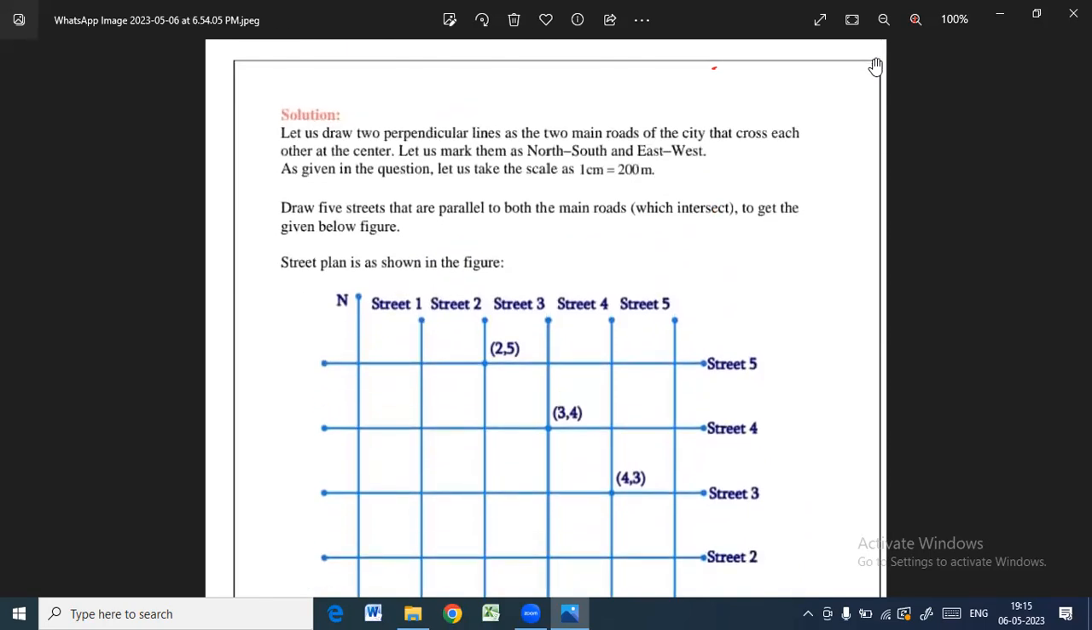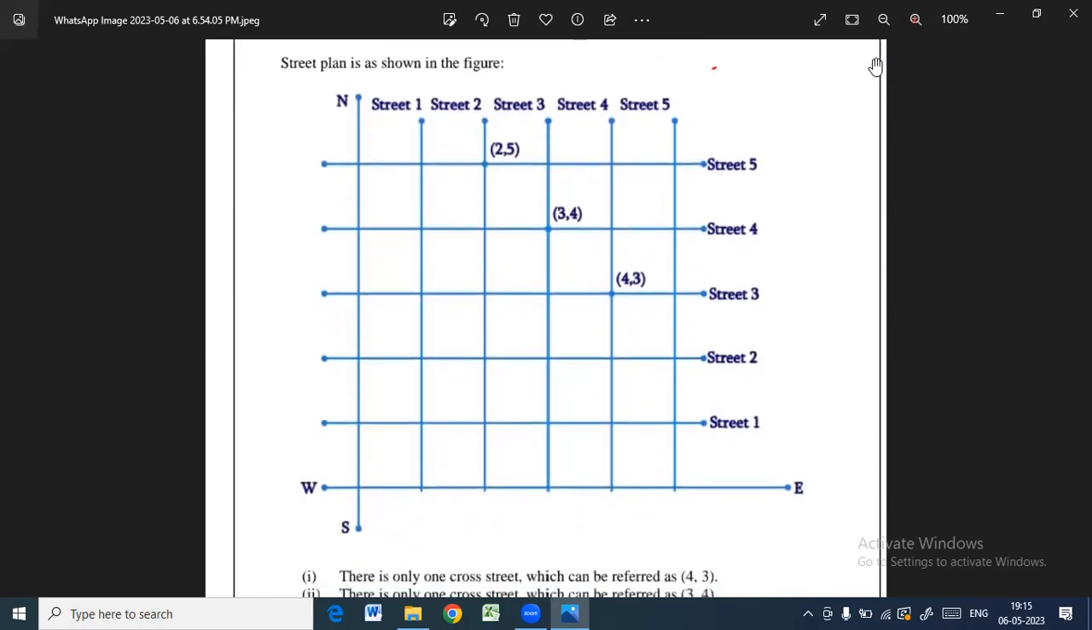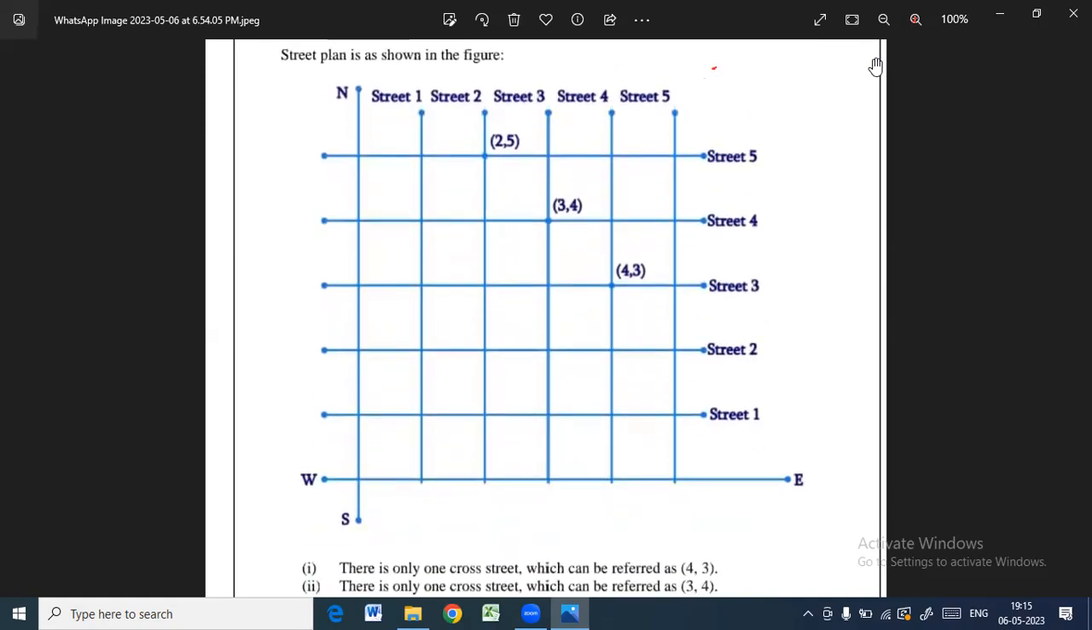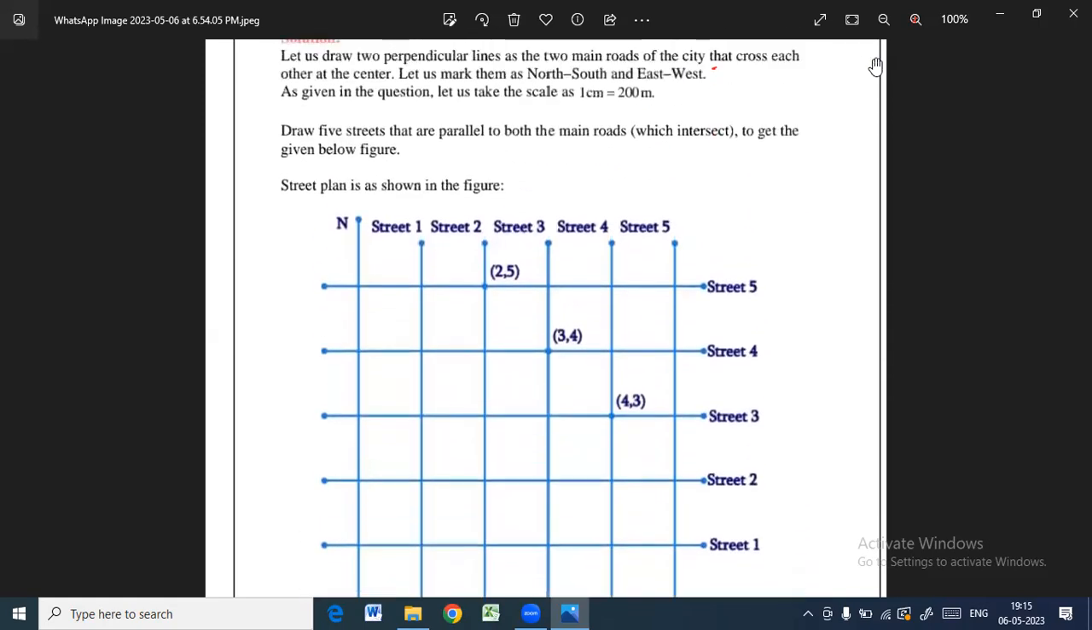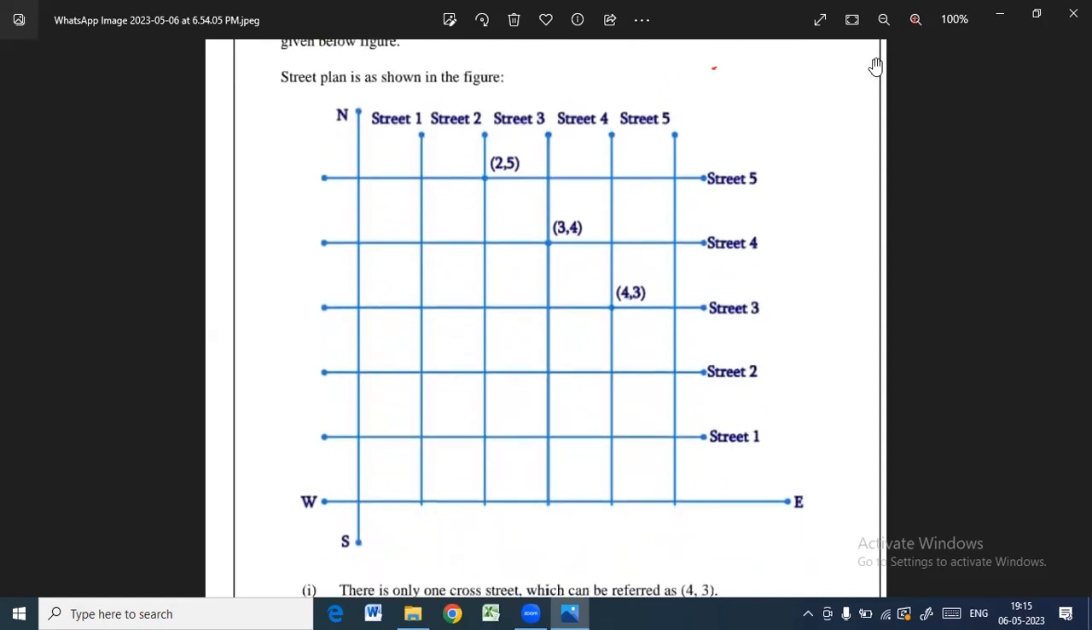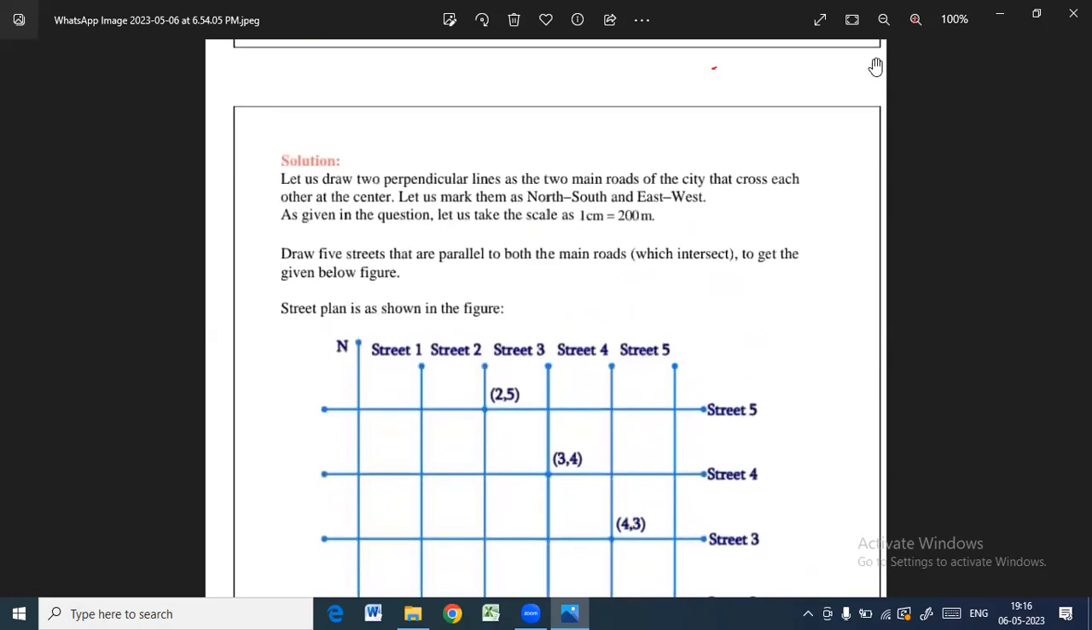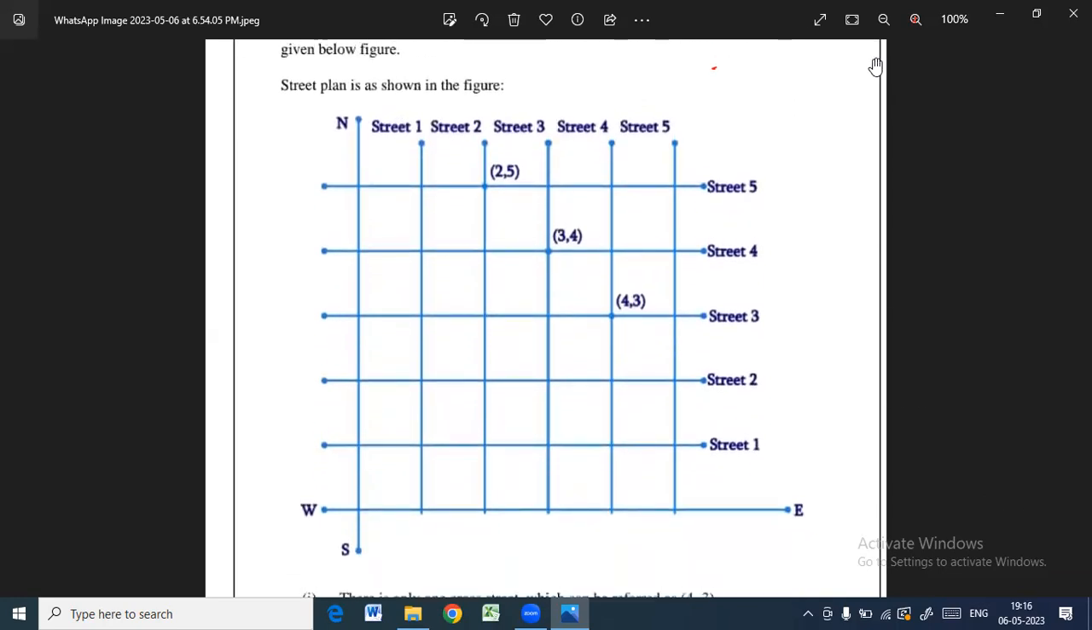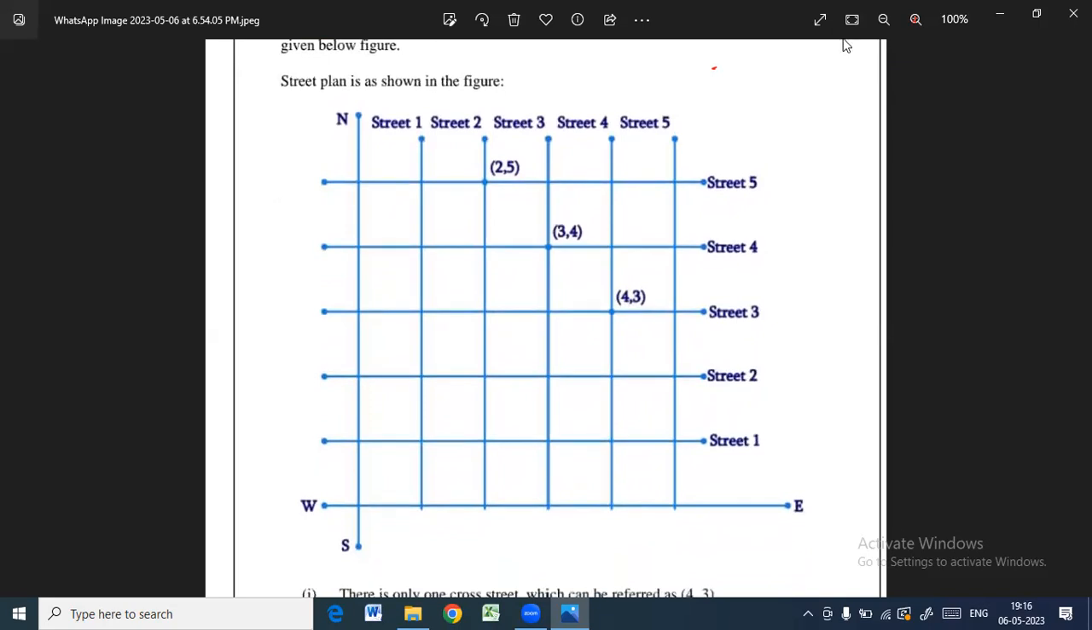Let us mark the north-south as the y-axis, and east-west as the x-axis. As given in the question, let us take the scale: 1 centimeter equal to 100 meter. So 1 centimeter will take 0. This is called the 0.